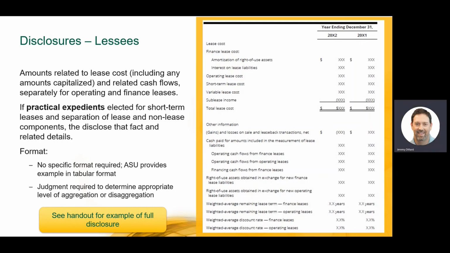Depending on the materiality of some disclosure items, it may be appropriate to aggregate or disaggregate information so that it's meaningful to users of the financial statements. Also, lessees need to disclose any practical expedients in Topic 842 that were elected. To help understand the scope of the disclosure requirements, we also provided a handout with an example of the full disclosures required in Topic 842.